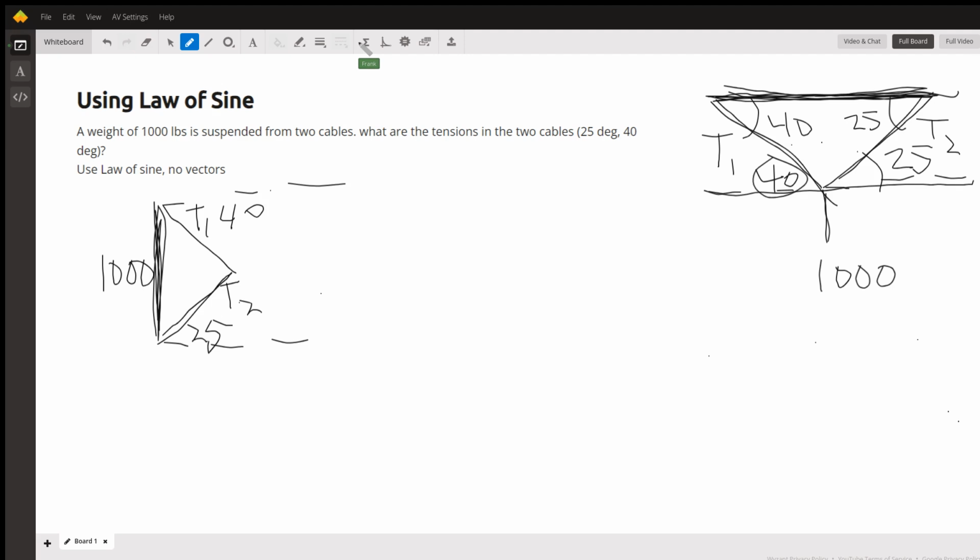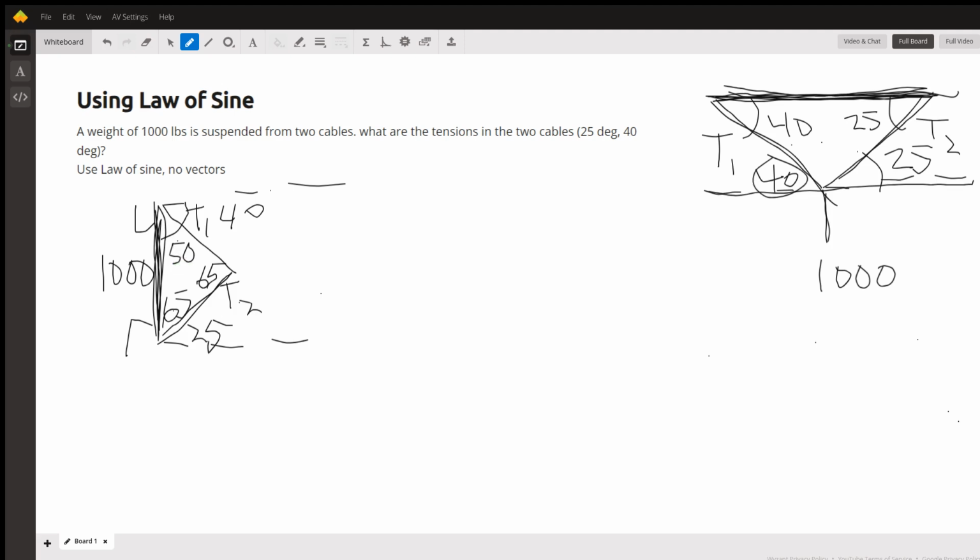So now I've got a triangle. And how can I find these angles inside the triangle? Well, this vertical line makes an angle of 90 degrees with the horizontal, so these two angles equal 90. So the interior triangle is 90 minus 40, that's 50 degrees there. And here, 90 minus 25, which is 65 degrees. And then the third angle of the triangle, 180 minus 50 minus 65, is also 65 degrees.